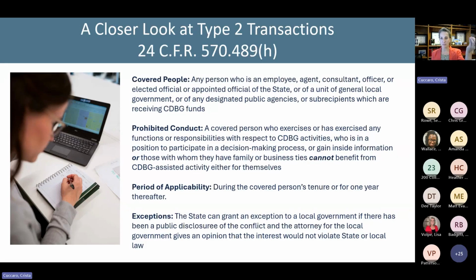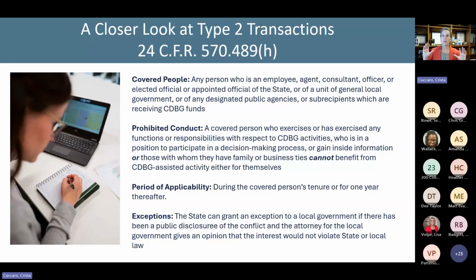So we have to look at these covered people and then look at their involvement with the administration of CDBG programs, the decision making that they're involved with in those programs, or access to insider information, information that's not yet public. And so if a covered person falls into any of those categories, they cannot benefit from CDBG assisted activities, and their family, individuals with whom they have business ties, cannot benefit from those activities. There's a period of applicability here.